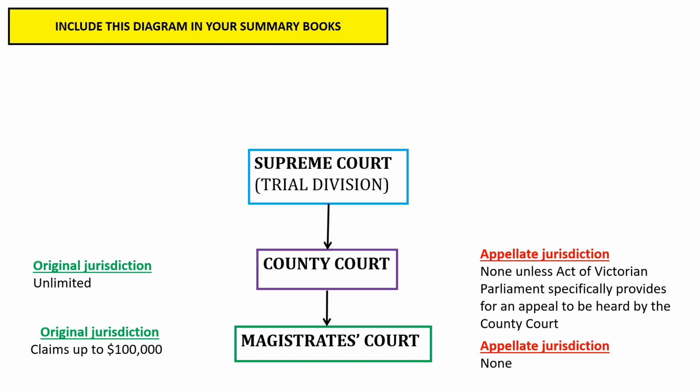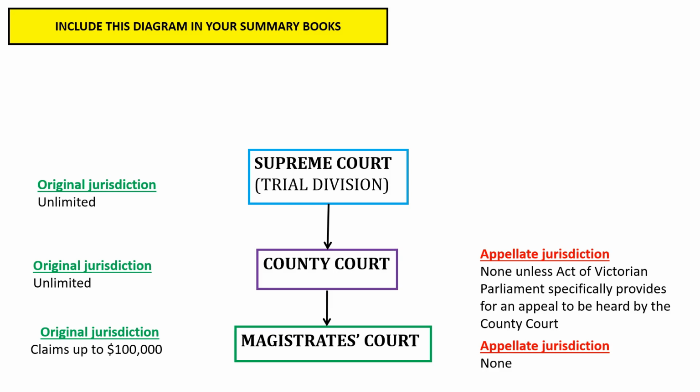We now come to the Trial Division of the Supreme Court. The original jurisdiction of the Trial Division in civil disputes is unlimited. That is, the Trial Division has the same original jurisdiction as the County Court in civil disputes, which is the jurisdiction to hear civil disputes of any amount. This includes the jurisdiction to hear civil disputes of less than $100,000, but again, parties are unlikely to bring such a small civil dispute to the Trial Division because it is more expensive and more time-consuming to have civil disputes resolved in the Trial Division than in the Magistrates' Court.